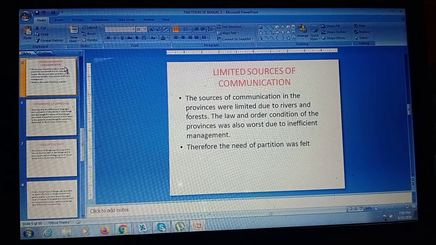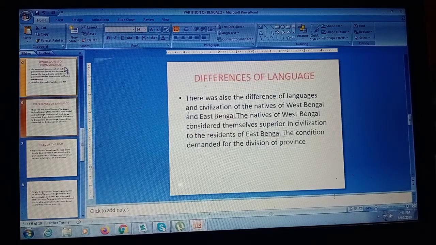Now the law and order condition of the provinces was also worse due to inefficient management because of the vastness of the provinces, which leads to limited sources of communication and of course inefficiency in management. Therefore, the need of partition was felt, so he is trying to give a valid reason for the partition.